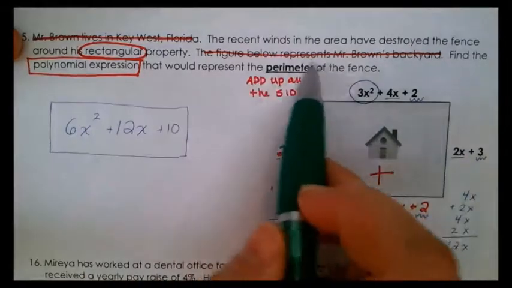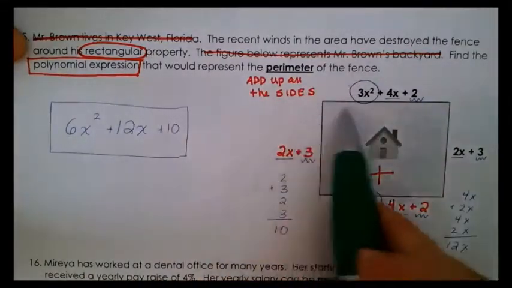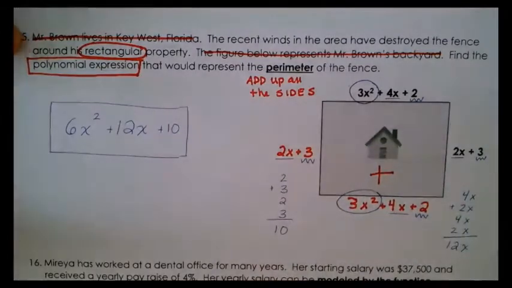Remember, perimeter means you add. Perimeter, you add up all the sides of your shape. Okay, we're done. Next question.